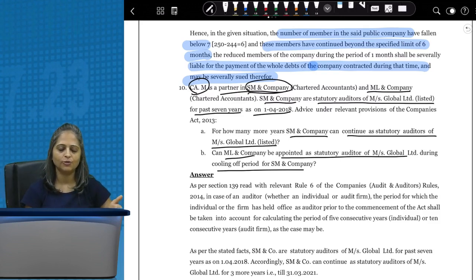finish the period of 10 years, you need to have a cooling off period of 5 years for which you will not be appointed as a statutory auditor. So now in this case, MLN Company wants to be appointed as statutory auditor, but since the CA Mr. M is a partner in both the firms, the new company, that is MLN Company, can also not be appointed as a statutory auditor. If they don't have the common partner Mr. M, then that company can be appointed in the cooling off period, but because they share the common partner, MLN Company cannot be appointed as a statutory auditor in the cooling off period.